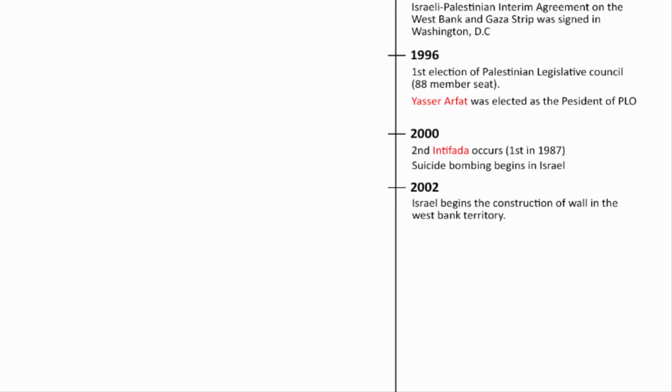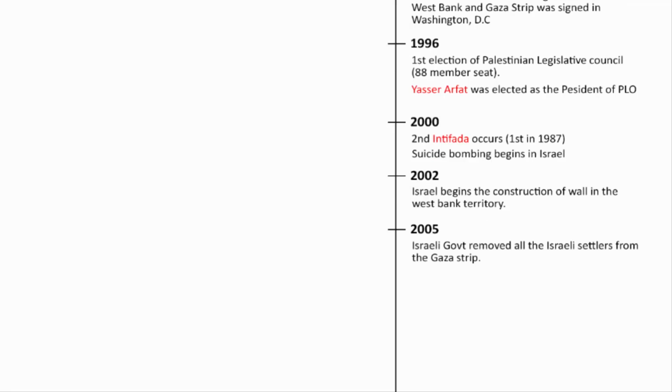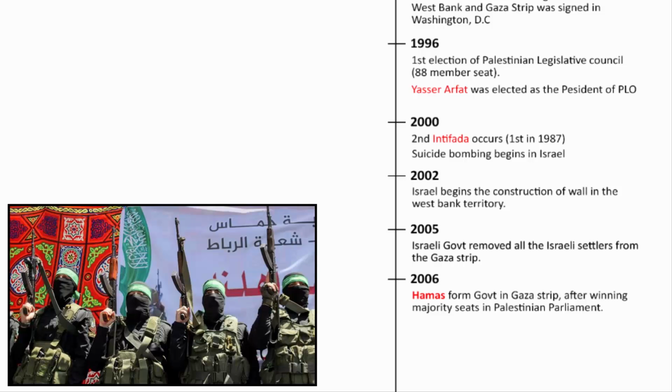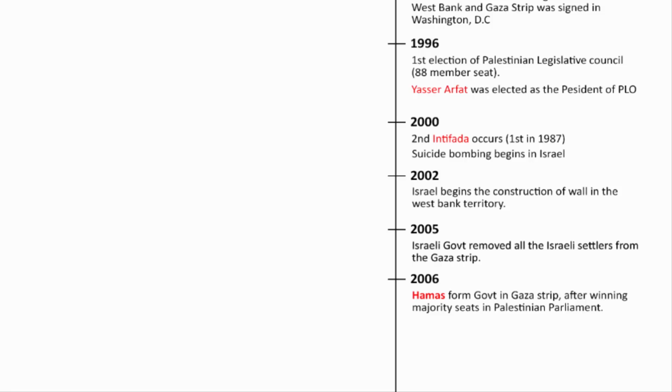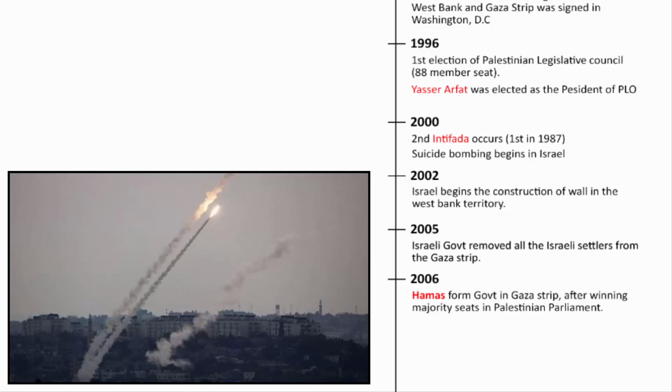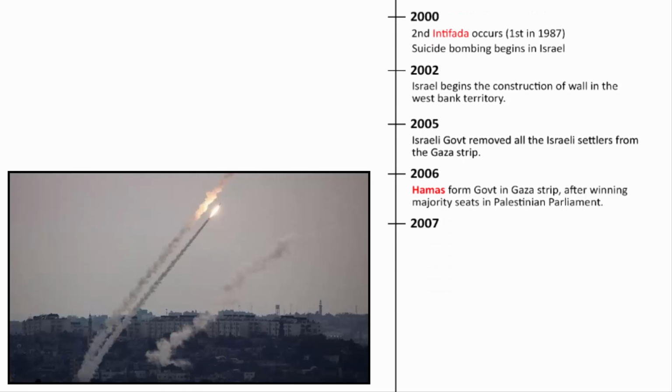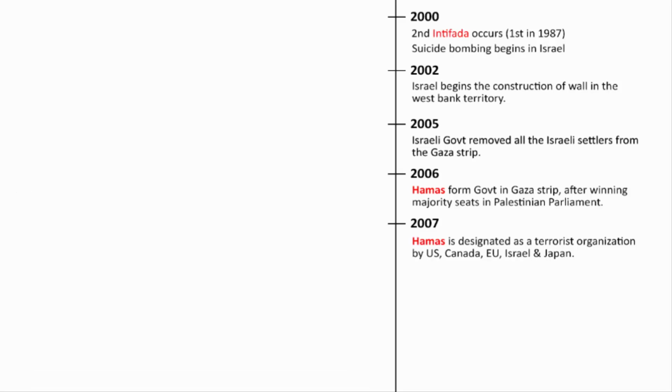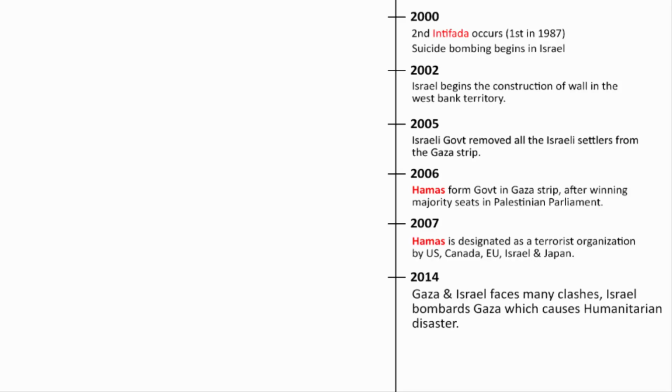By 2005, Israeli government removed all the Israeli settlers from the Gaza Strip. In 2006 election, Hamas gained a large majority of seats in the Palestinian parliament. After coming into power, Hamas used to regularly fire rockets into Israeli territories. That is when in 2007, Hamas was designated as a terrorist organization by the United States, Canada, European Union, Israel and Japan. By 2014, there were many clashes between Gaza and Israel.